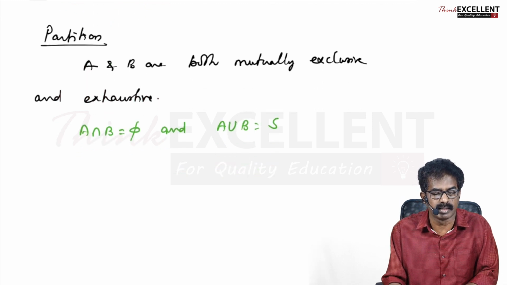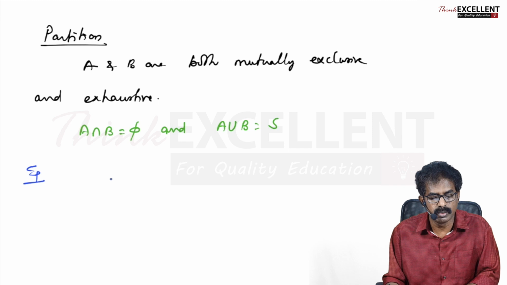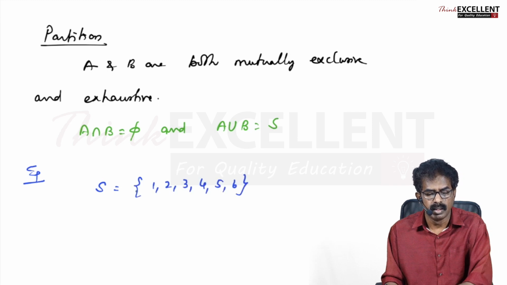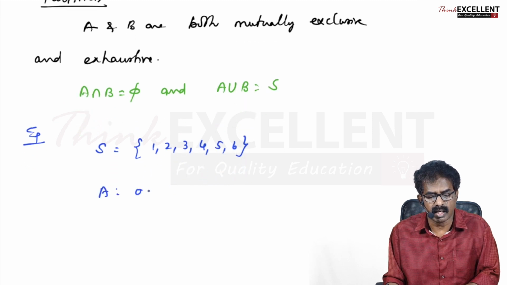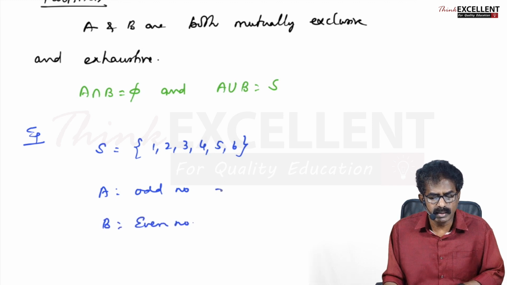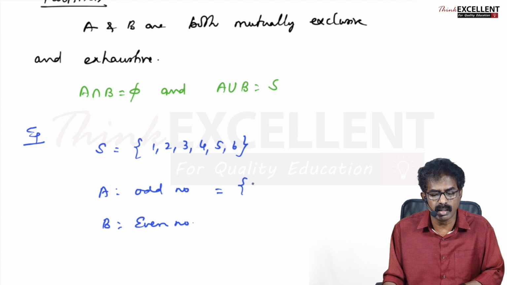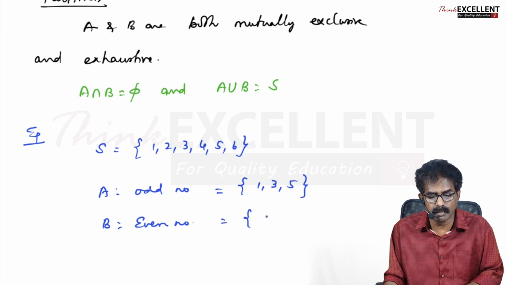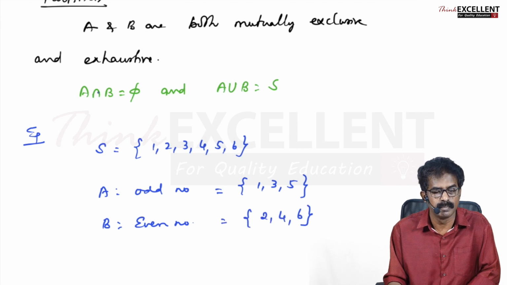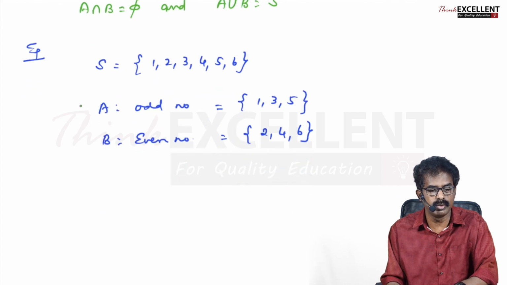I'll give a small example for that also. Suppose you are tossing a die. When you throw a die, what's the sample space? 1, 2, 3, 4, 5, 6. A is the event of getting an odd number, B is the event of getting an even number. Then A is the set of odd numbers: 1, 3, 5. B is the set of even numbers: 2, 4, 6.